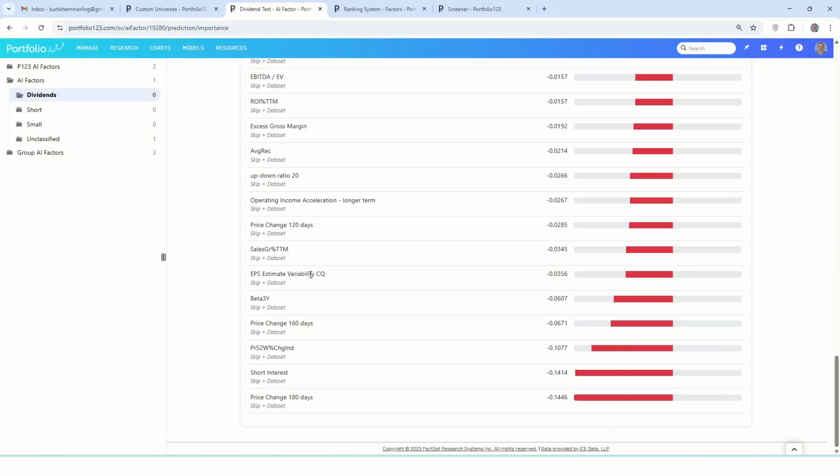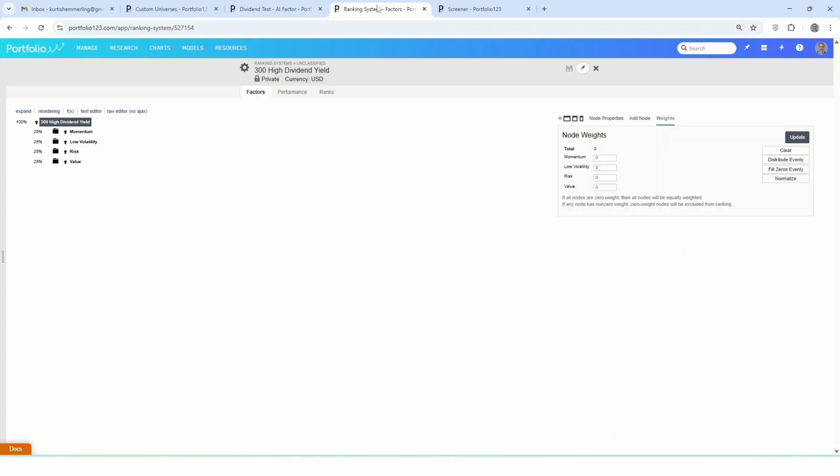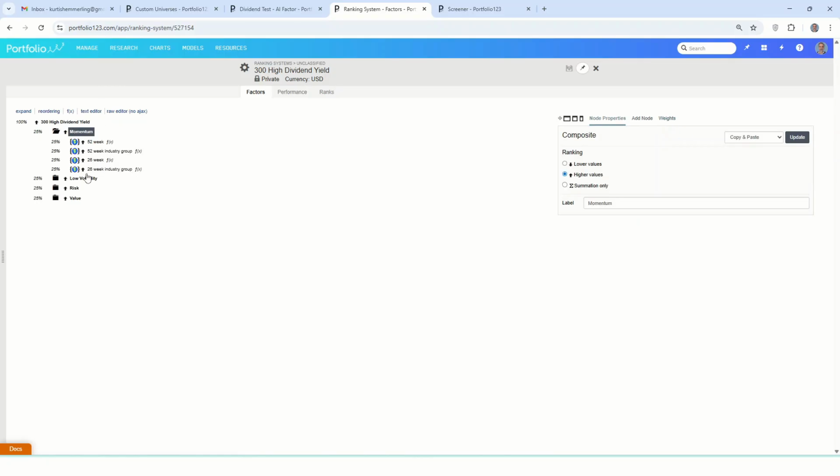Now we'll develop a ranking system including these factors. So I went ahead and made this ranking system. I like to put them in neat folders according to style: momentum, low volatility, risk, and value. Here we have the 1-year momentum of the stock and the industry group. I also did that for the 6-month. For low volatility or stability, we have low standard deviation, low beta. For risk, low short interest, high interest coverage over the last 12 months. And for value, we have projected price to earnings ratio and trailing PE.